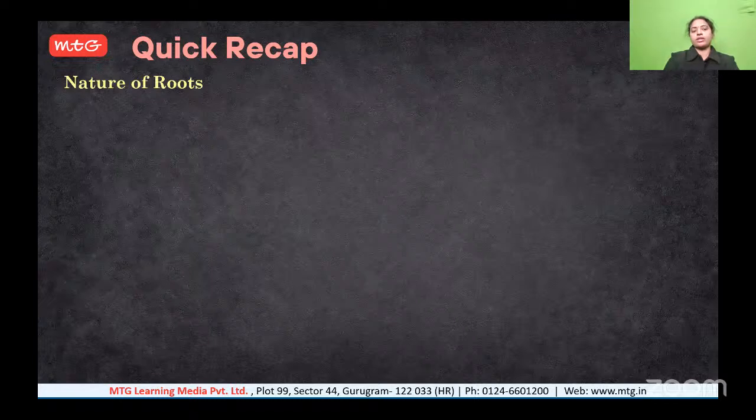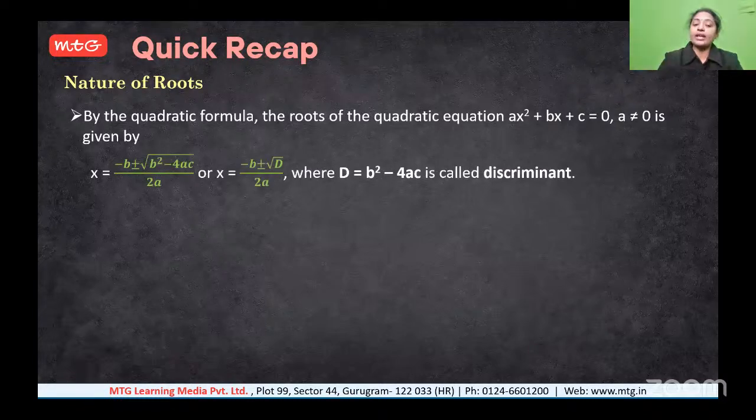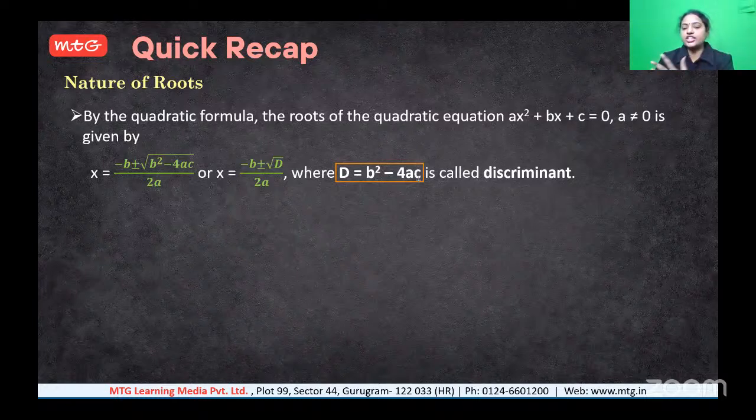Now coming to that particular point which is called as nature of roots. किसी भी quadratic equation की nature of roots b² - 4ac की वैल्यू के ऊपर डिपेंडेंट होती है। And this b² - 4ac value is called as discriminant. What do we call? Discriminant. This is called as discriminant. Why do we call it as discriminant? Because discrimination means there is a change, a differentiation occurring.